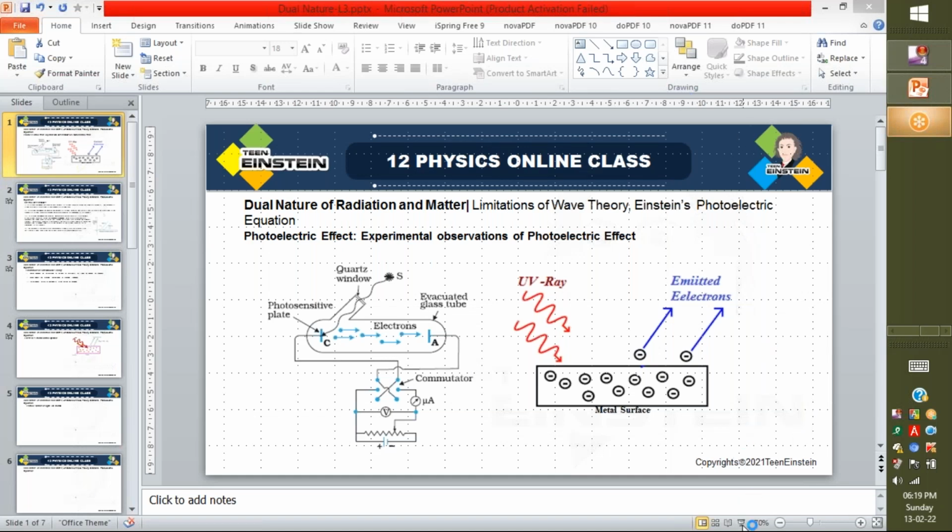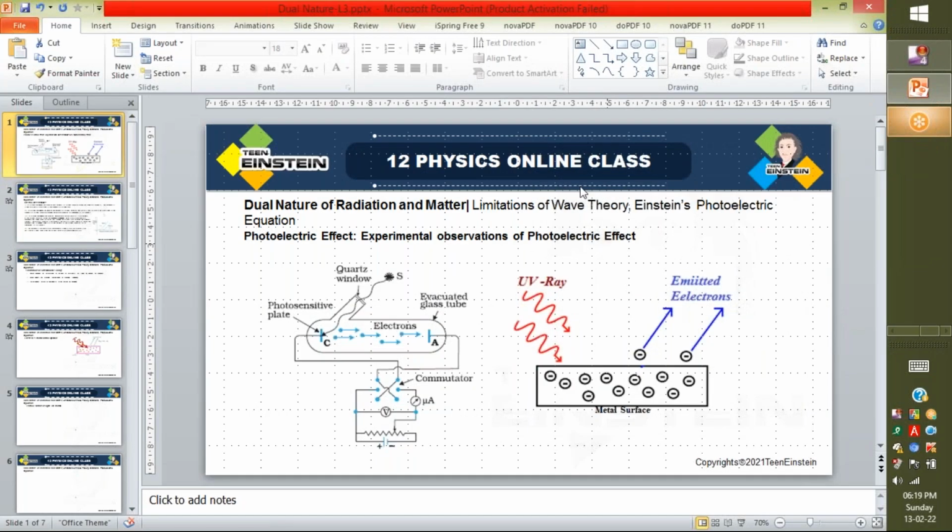So, good evening. Today, we'll be discussing the limitations of wave theory to explain the general observations we have seen in the photoelectric effect in the last class.